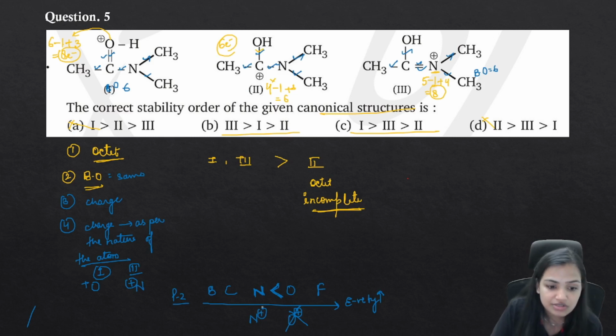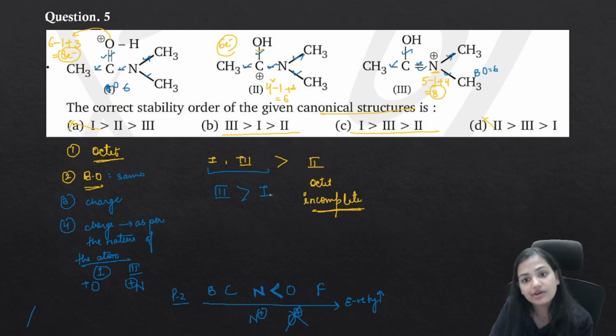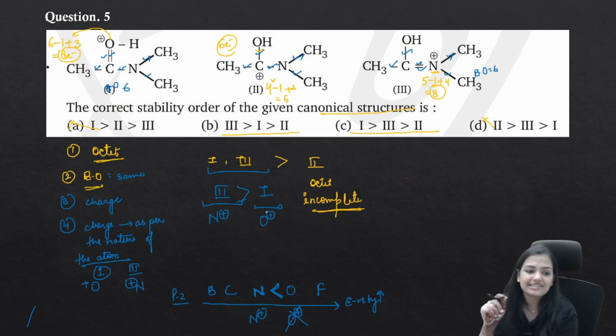Okay, so which is more stable? Nitrogen with a positive charge is more stable. So we can say that out of the 2, the 3rd one is going to be more stable than the 1st one. I hope you got the answer. Why? Because in the 3rd one we have a positive charge over the nitrogen, which is relatively much more stable than the positive charge over the oxygen. Okay, that's the reason.